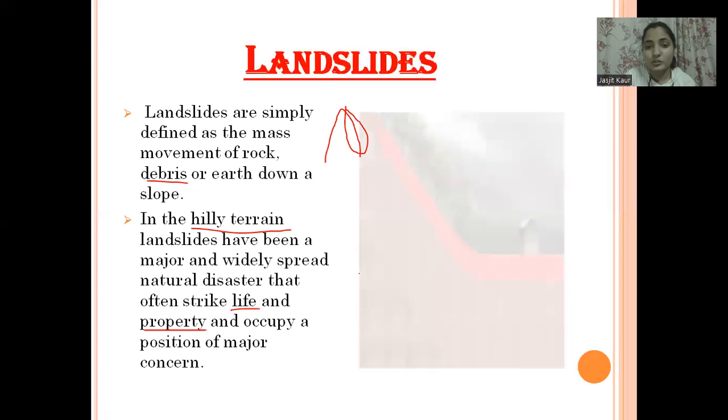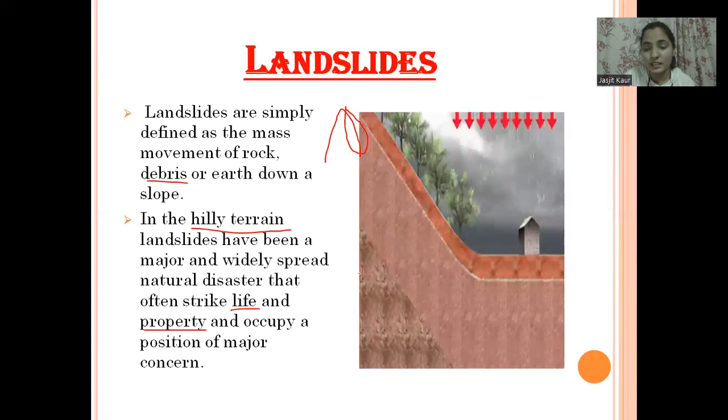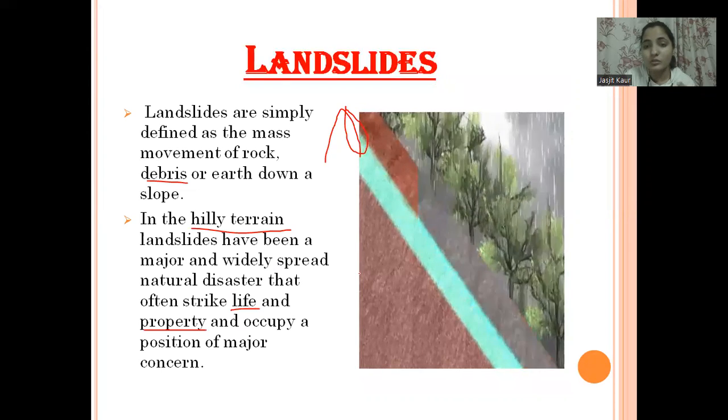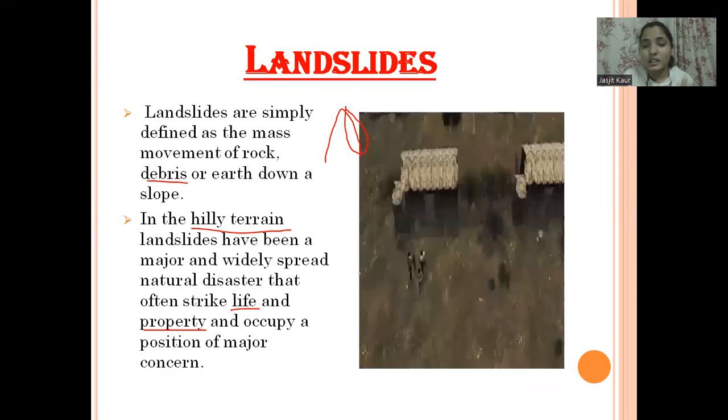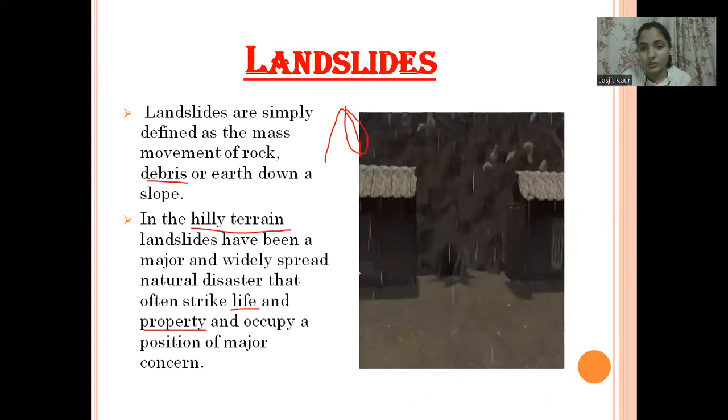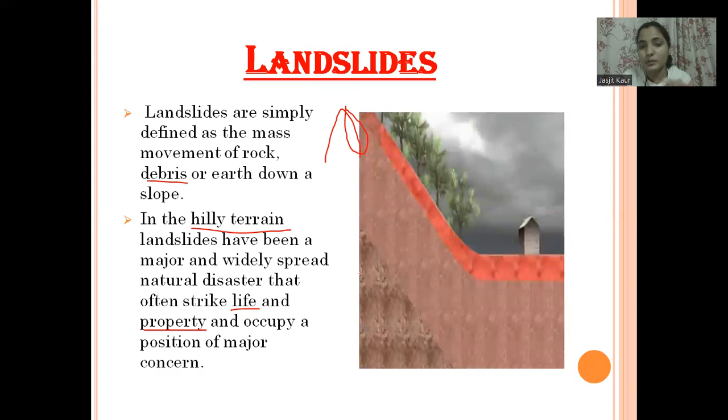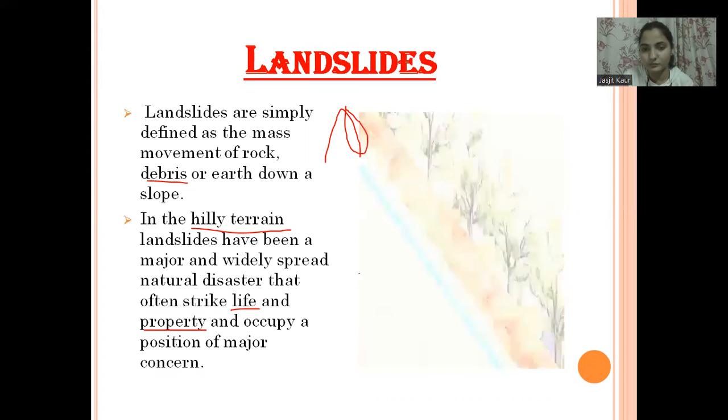So now I will be showing you the video, so you can see in this particular image how, because of the heavy rainfall, the slope of the mountain slides down and further affects the houses and the people who are living in that particular area.